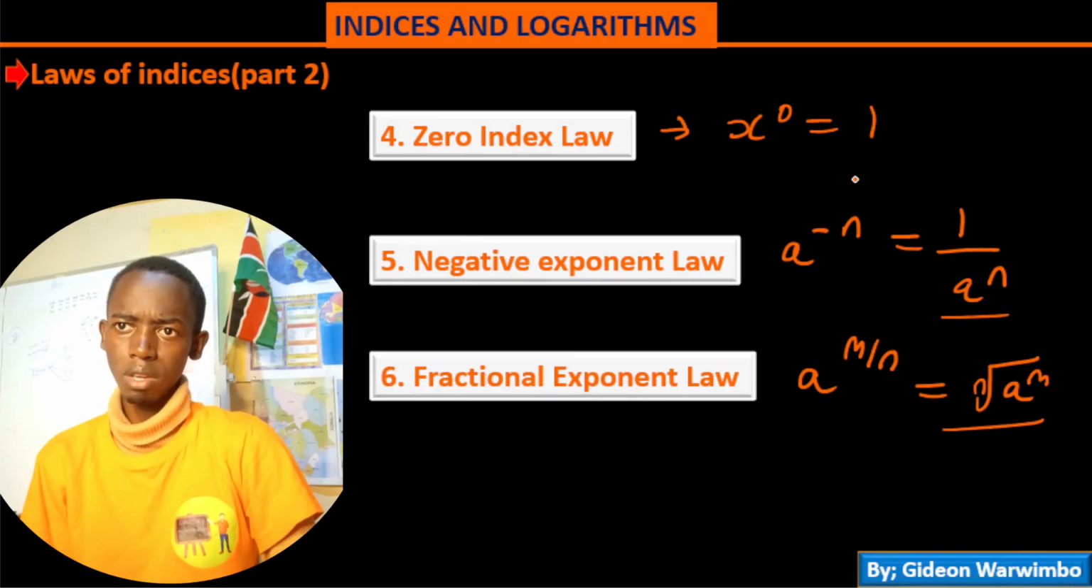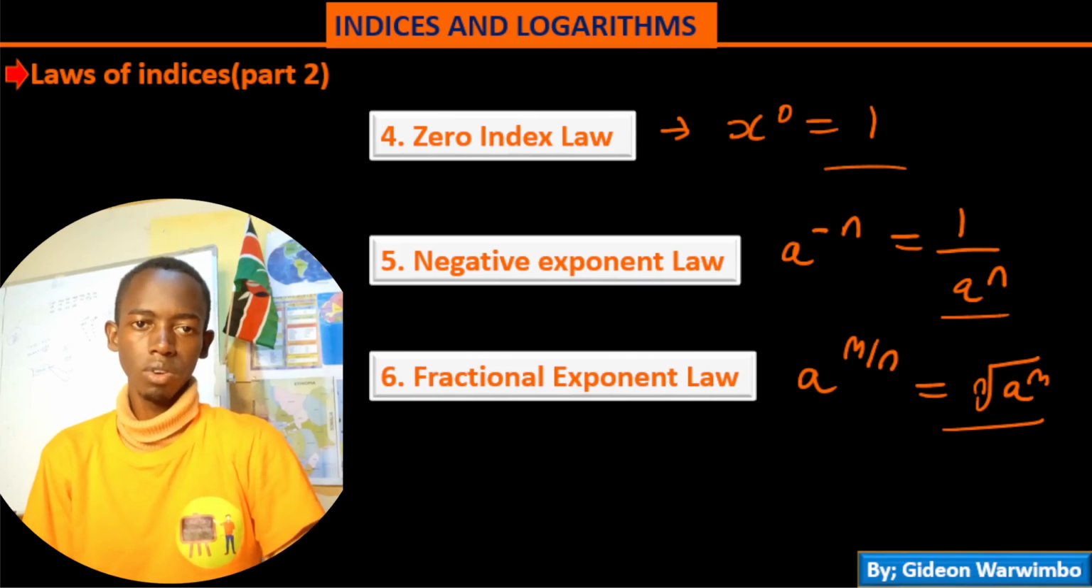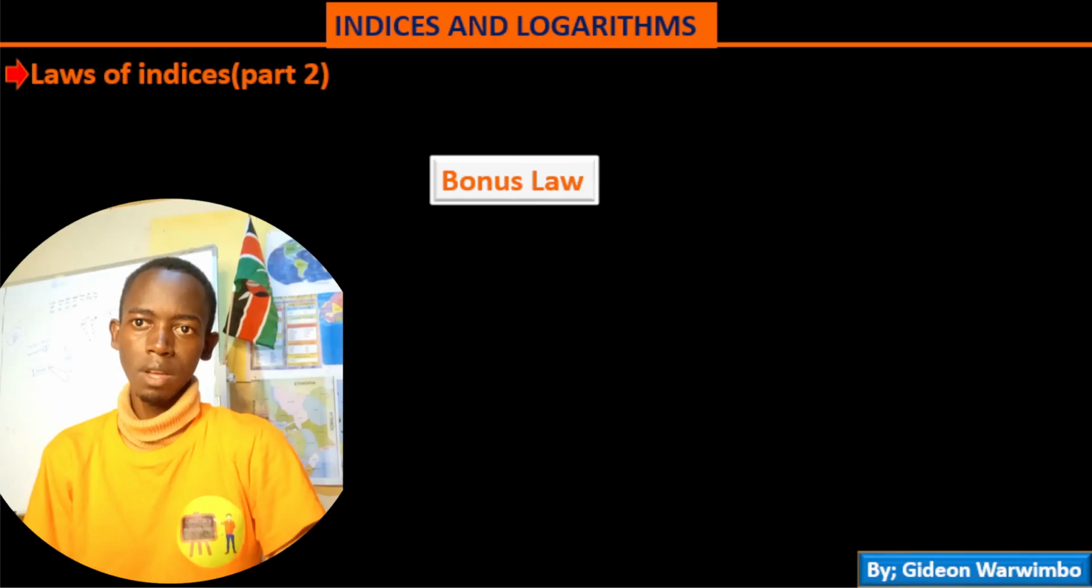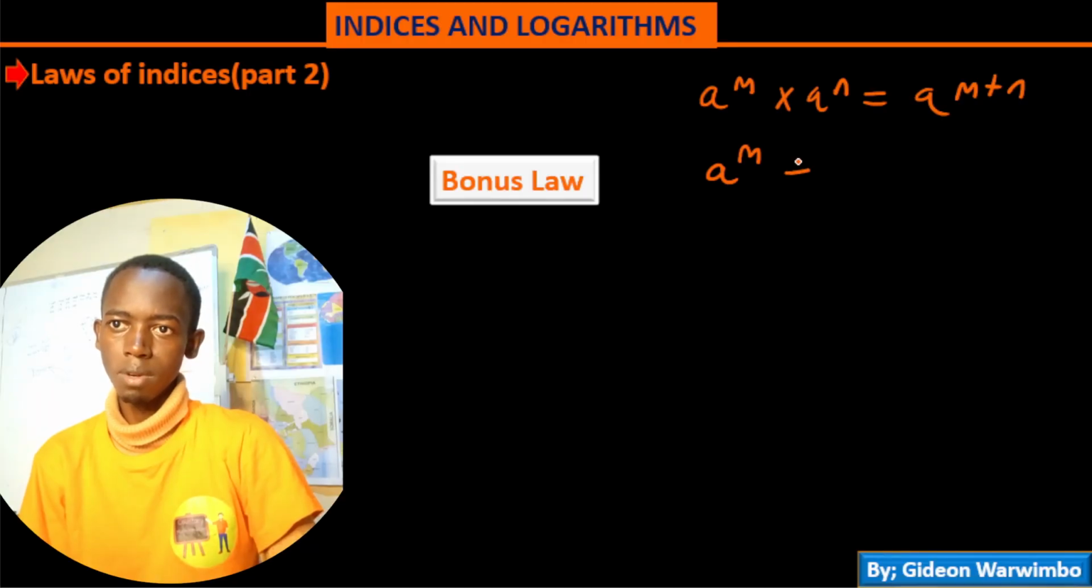And now I want to give you just a bonus formula to relate these formulas together. Remember that we had this concept from the first law, that is the multiplication law. We said that when you've got a to power m multiplied by a to power n, we have it as a to power m plus n. And when you've got a to power m divided by a to power n, it is equivalent to a to power m minus n.